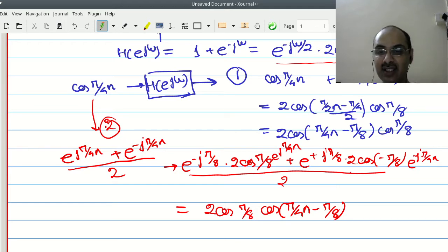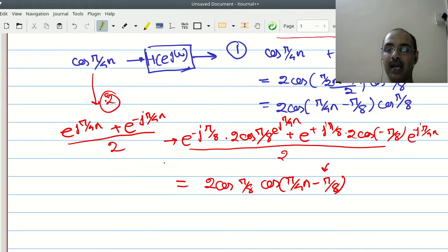So more importantly, the cosine is shifted by pi by 8. This is basically what happens. If you choose a different frequency such as pi by 2, you will get a different scaling and maybe a different shift. Okay, so this is what happens. Now, when does this become interesting?